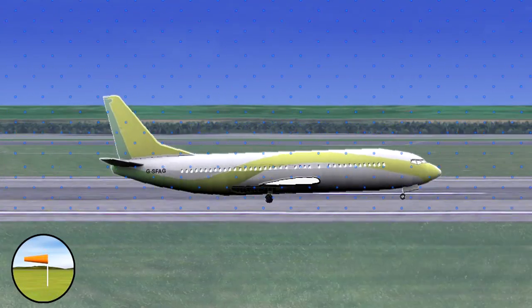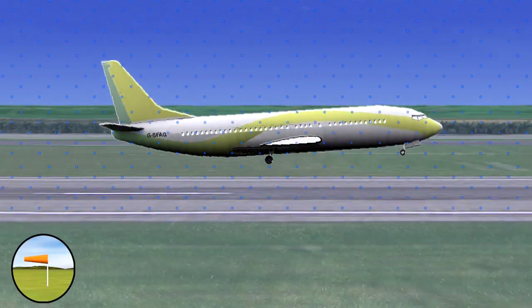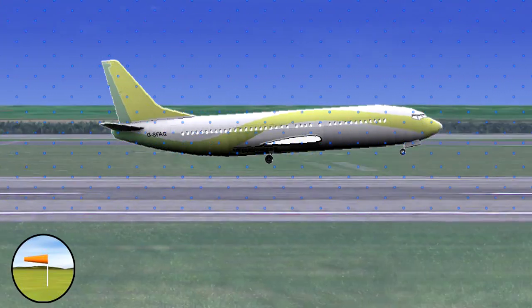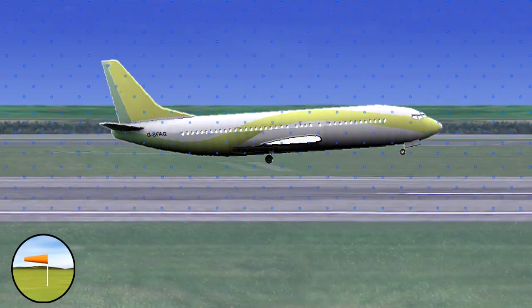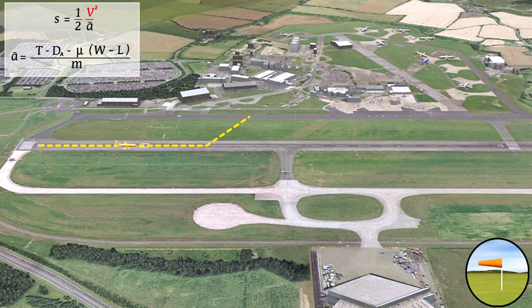This forward speed over the surface is called the ground speed. Since the aeroplane need only accelerate to a slower speed, it follows that the aeroplane will travel less distance to reach that slower ground speed. So, a headwind will reduce the ground speed for any given indicated airspeed and consequently reduce the takeoff distance.